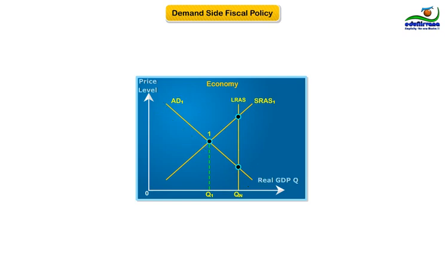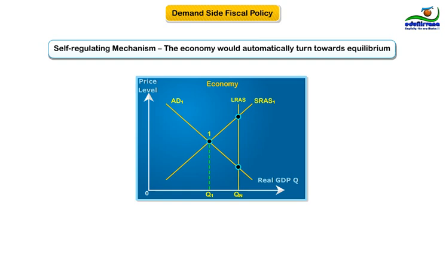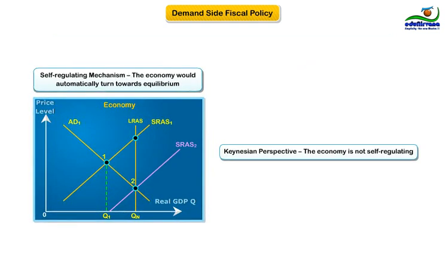As we have seen earlier, the economists supporting the self-regulation mechanism suggest that the economy would automatically turn towards equilibrium. That is, the SRAS curve should shift rightward and intersect the aggregate demand curve at point 2 if one waits enough. However, the Keynesian perspective is that the economy is not self-regulating.